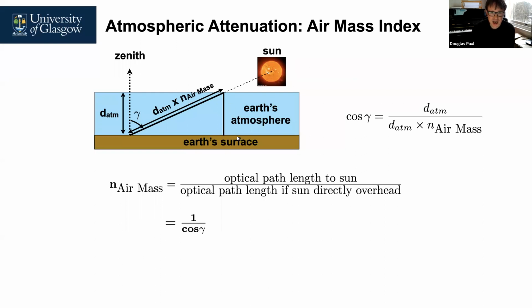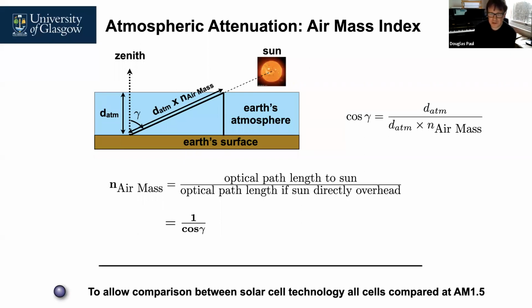So if this is d atmosphere, and that's d atmosphere times the air mass index, cos of gamma is just the adjacent over the hypotenuse. So it's the depth of the atmosphere divided by the depth of the atmosphere times the air mass index. Now, if we turn this around, these of course just cancel, and the air mass index is just 1 over cos gamma as defined here.